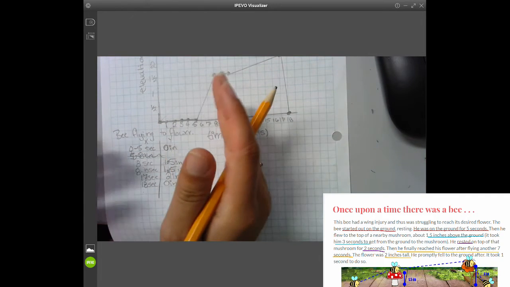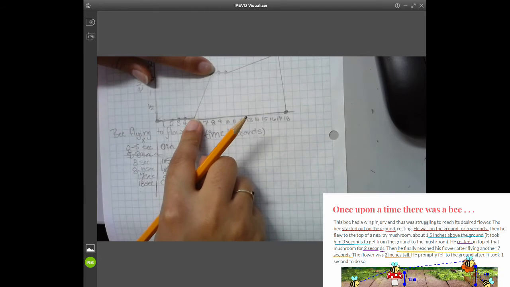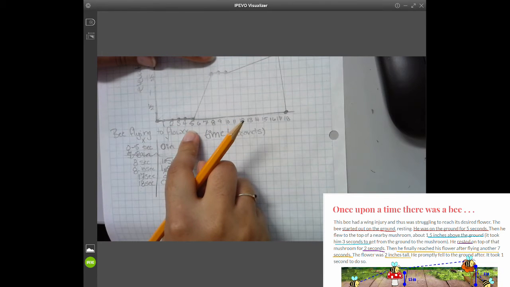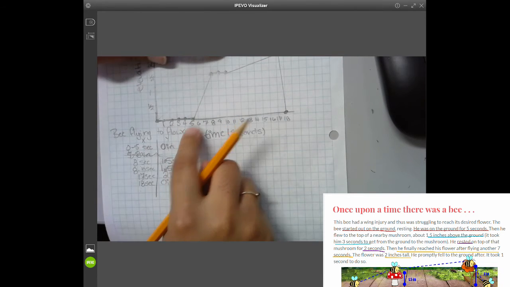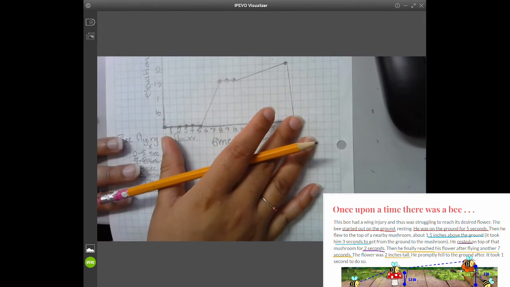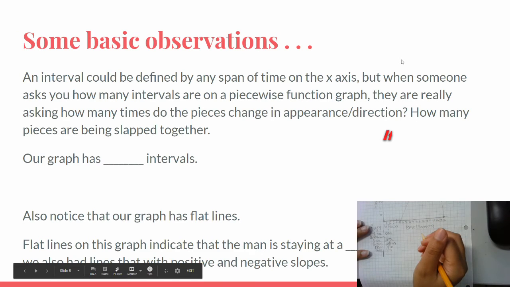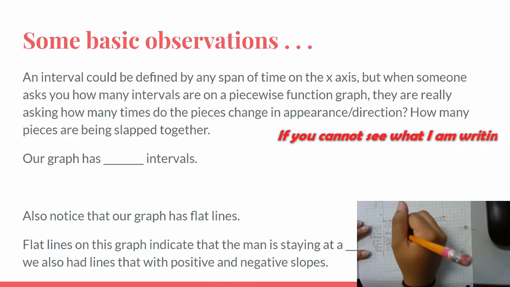It's linear because they're all straight lines. It's piecewise because this is a graph with a slope of 0, right? A line with a slope of 0. This is a line with a slope of not 0, something else. 0, again, a positive slope, negative slope. So they're all lines slapped together. So let's talk about some basic components of a piecewise function.